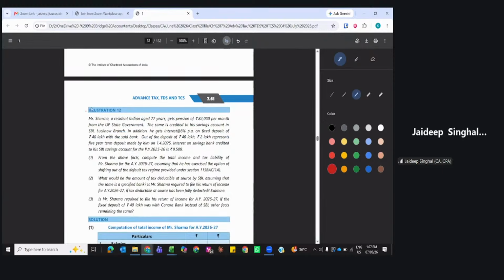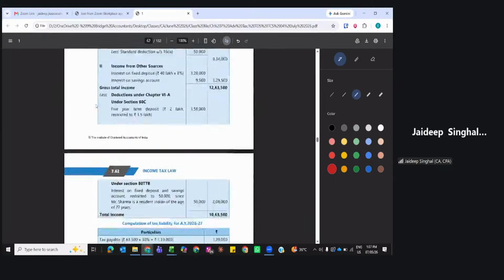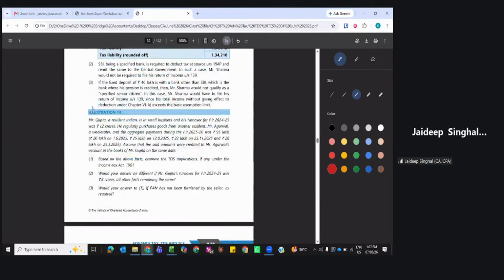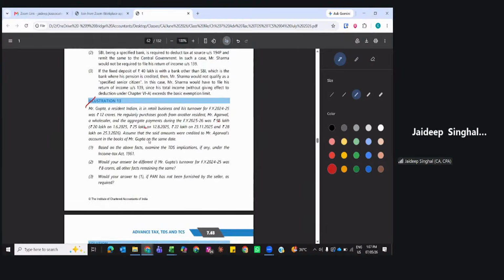Illustration number 12, you can do it, homework. Illustration number 13 also very, very simple. I've already taken this example. 194Q.